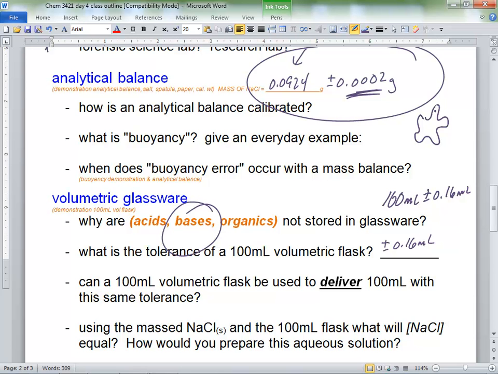So precision is the repeatability. The key is doing the same thing over and over again. It can't be different things. It has to be the exact same thing you're doing over and over again. So repeated accuracy. All right. Precision.